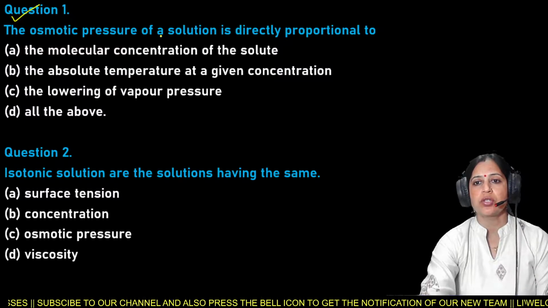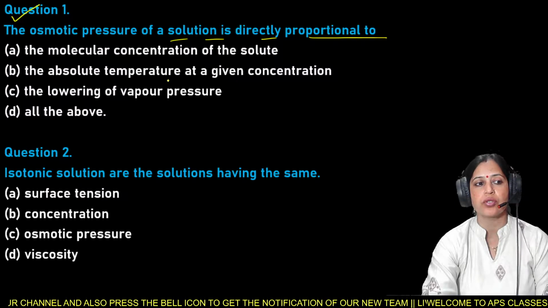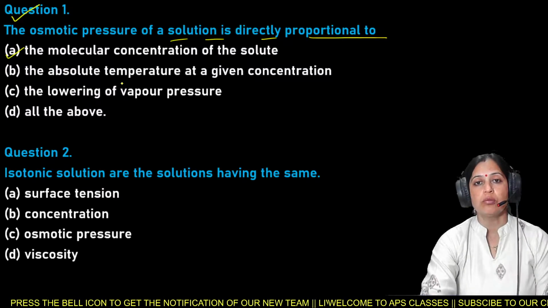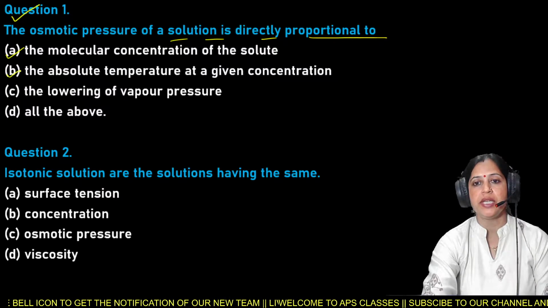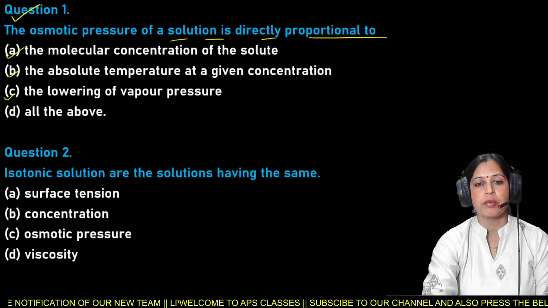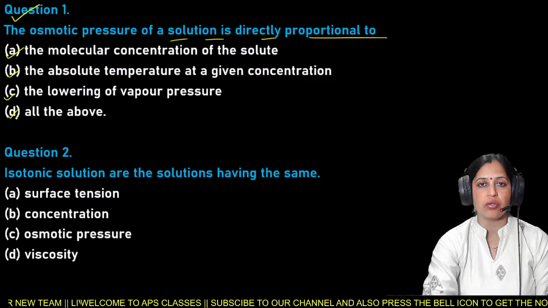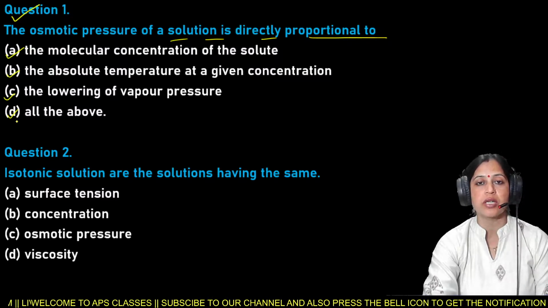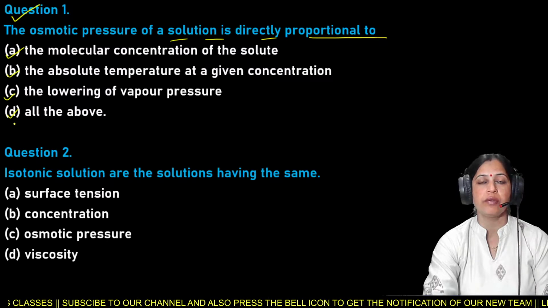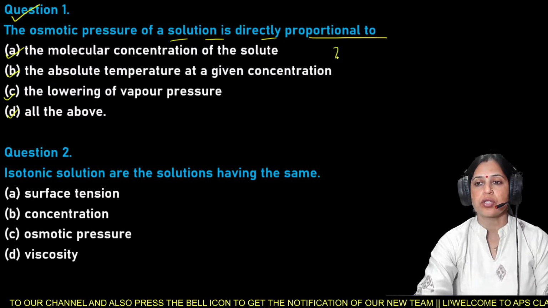The osmotic pressure of a solution is directly proportional to: option A, the molar or molecular concentration of the solute; B, the absolute temperature at a given concentration; C, the lowering of vapor pressure; and D, all of the above. So this is your question number 1.